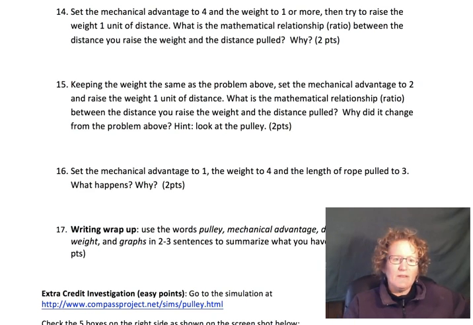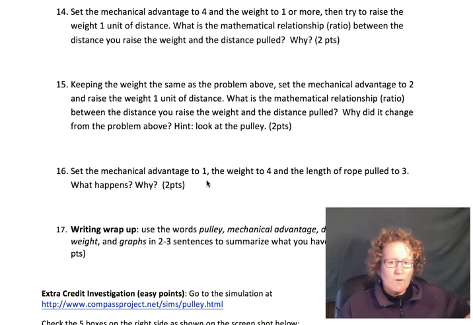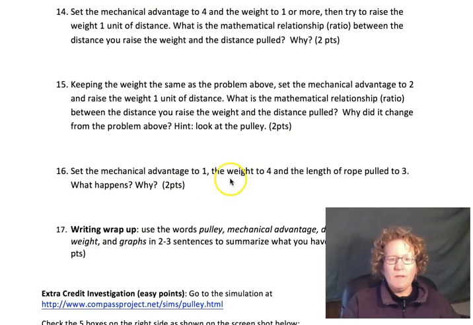Okay, now we get to have a little fun. Set the mechanical advantage to 1. So it's a 1-to-1 relationship between the distance you raise the object and the distance you pull. And there's a 1-to-1 relationship between the weight of the object and the force that you have to put out to overcome the force of gravity. And we're going to raise the weight to 4, the length of the rope pulled to 3. What happens? Let's go see.